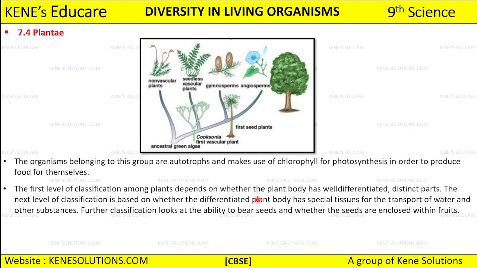Now the further classification looks at whether the plants have the ability to bear seeds, and whether the seeds are enclosed within fruits. The third level of classification is based on the ability of the plants to bear seeds, and if the plants are bearing seeds, whether the seeds are enclosed within the fruit. So these are the 3 to 4 levels of classification, like criteria, or levels of organization, which have been given. How are we differentiating the kingdom plant into 5 different divisions?